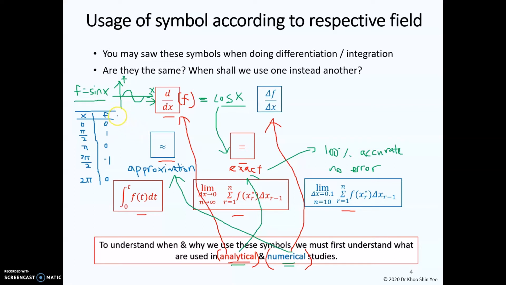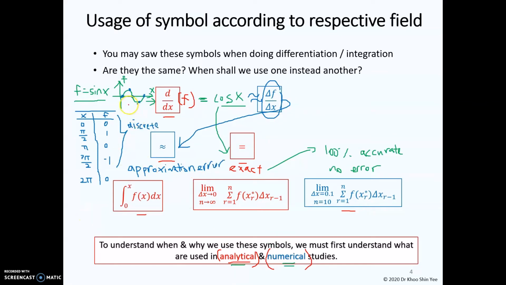However, if the data is given in discrete format in a table, where you only have some discrete data instead of continuous data, then in this case we need to apply the numerical method. When you apply the numerical method, we are approximating df over dx by using delta f over delta x. So in this case, the solution that you obtain is an approximation. Therefore, the numerical method comes with approximation error.